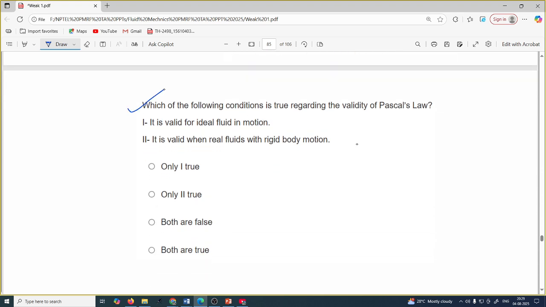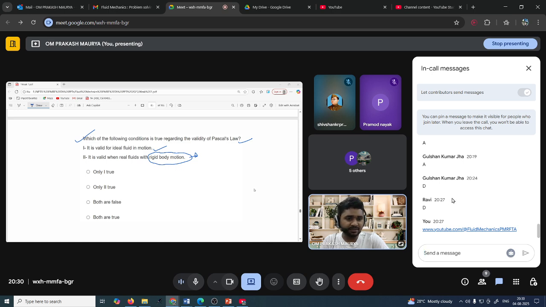Now let's move on to the next question: which of the following conditions is true regarding the validity of Pascal's law? First one, it is valid for ideal fluid in motion. Second one, it is valid for real fluid with rigid body motion. So here you just think about what rigid body motion is. If you are very clear with this condition, hopefully you will get the answer for this question. So first think on that.